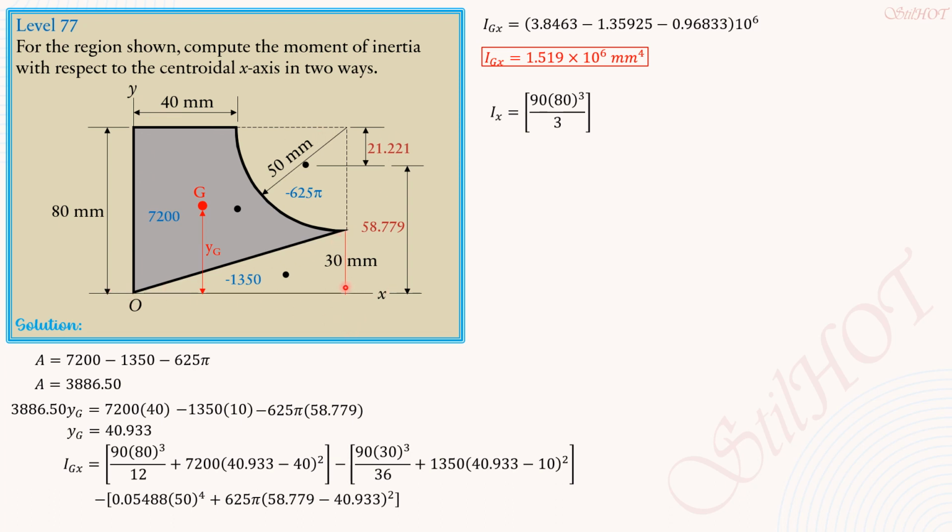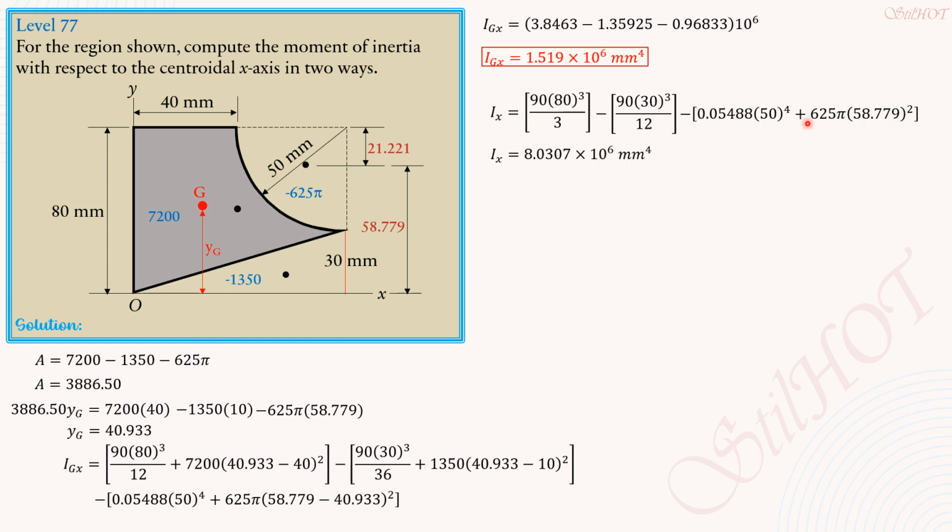For the triangle, minus base 90, height 30 cube over 12, 90 times 30 cube over 12. There's no need to transfer. If you want to transfer, then you can, but it's the same as this. Then minus quantity 0.05488, 50 to the fourth, plus area 625 by distance 58.779 square, the distance of this centroid from the x-axis. So computing, Ix is equal to 8.0307 times 10 to the 6.